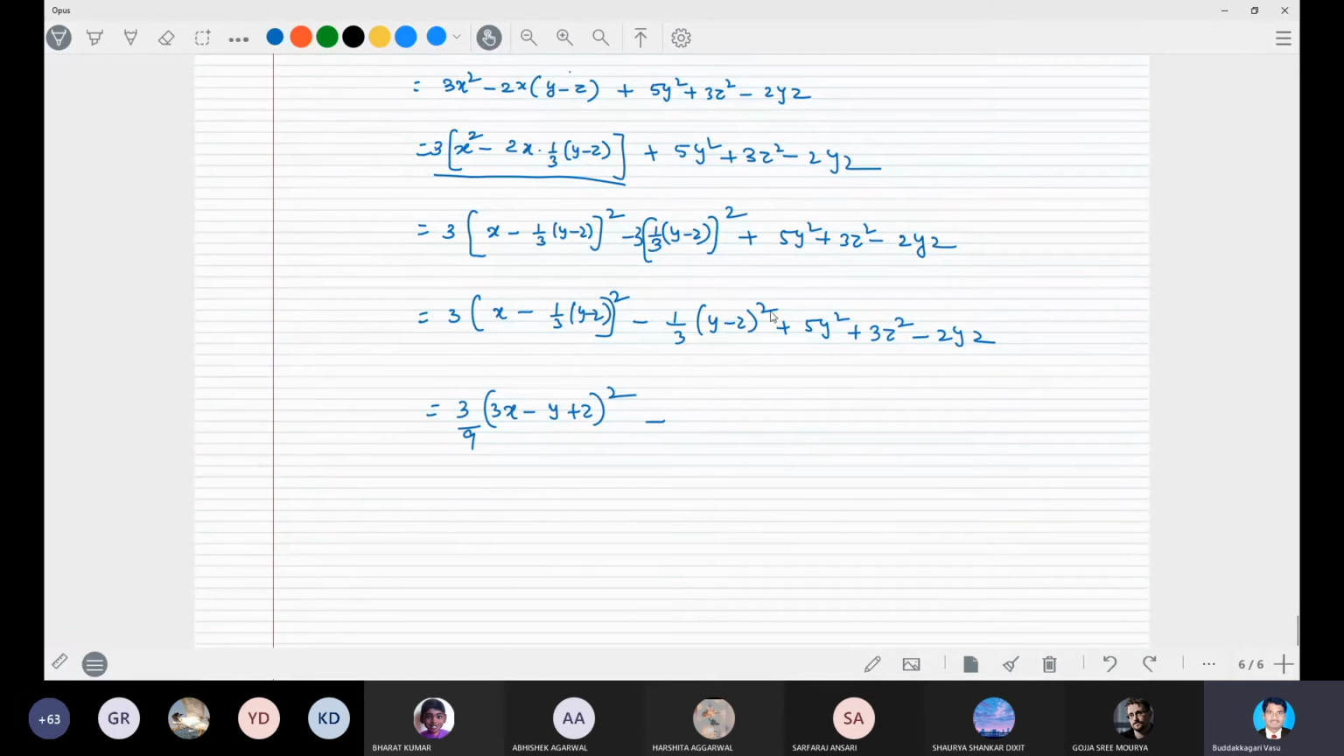Now you expand this y minus z whole square. Y square plus z square minus 2yz, and you simplify minus 1 by 3 and plus 5, minus 15, no sir, plus 15 minus 1, 14 by 3, plus 14 by 3 y square. In the same way, plus 1 by 3 z square and 3z square is 9 by 3, plus 1, 10, plus 10 by 3 z square minus 2yz, and here minus 2 by 3 yz. Minus 2, minus into minus plus 2 by 3, how much will it be? Minus 6 plus 2, minus 4, minus 4 by 3 yz. Right?